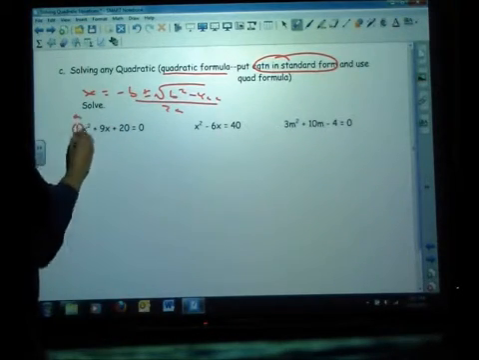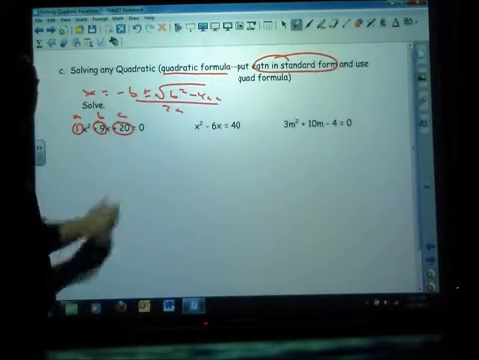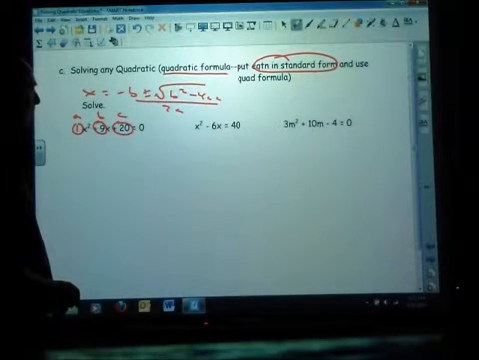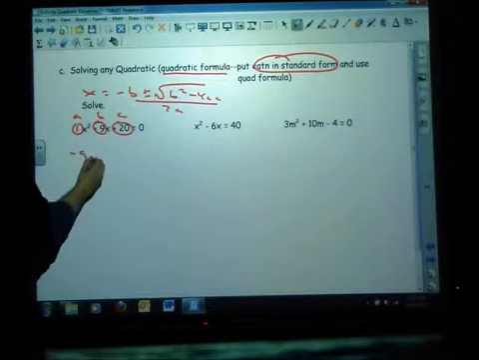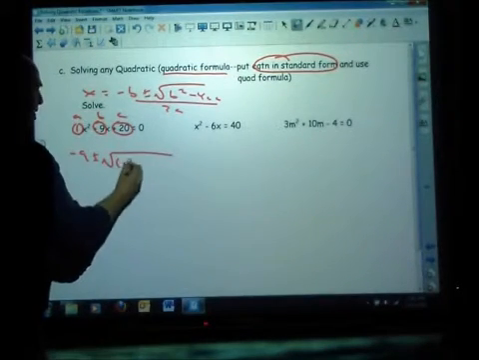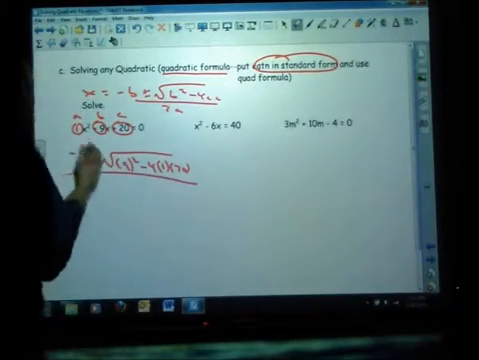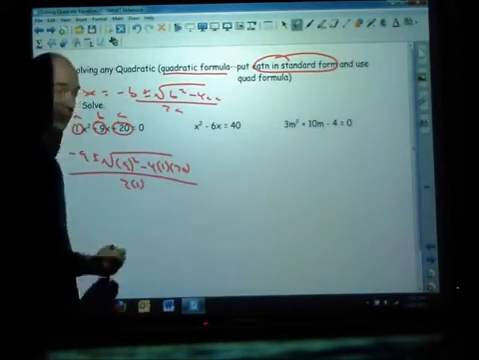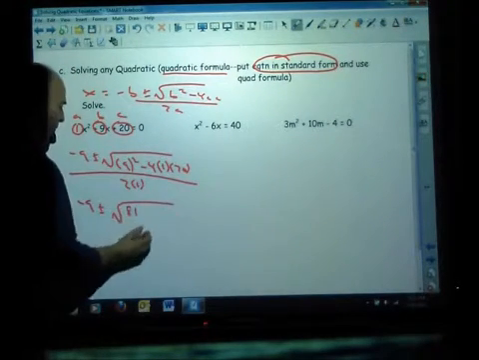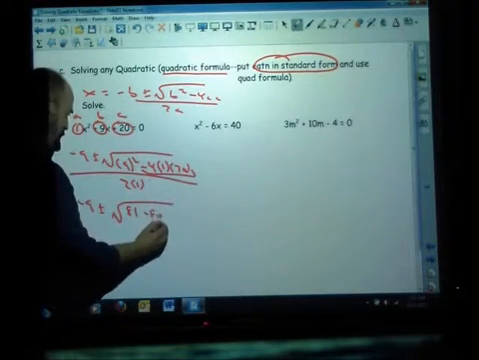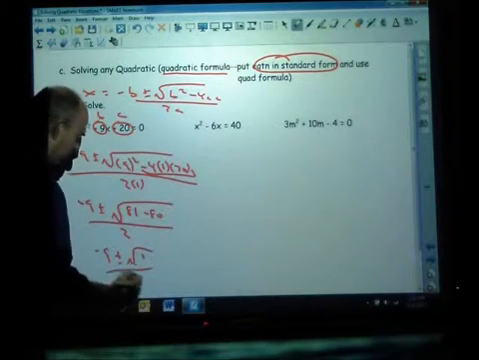But you need to know that a is 1, b is 9, c is 20, and I can solve this equation using the quadratic. So negative b would be negative 9 plus or minus the square root of b squared would be 9 squared. Negative 4 times a times c over 2 times a would be 2 times 1. And essentially you just work this. Negative 9 plus or minus square root of 81, let's see, that would be minus 80 over 2. Negative 9 plus or minus the square root of 1 over 2 now.